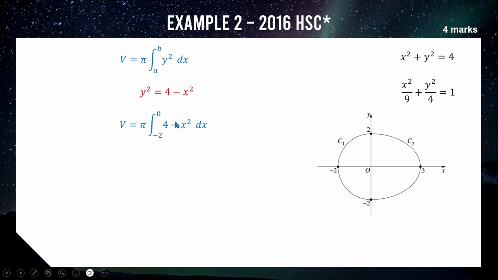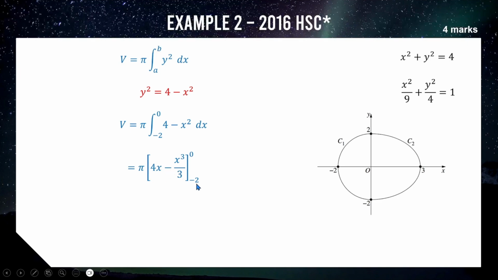Okay, now integrating with our power rule, 4 turns into 4x, and we get x to the 3 over 3. Our limits are 0 and minus 2 with a pi out the front. Now, when we chuck the 0 in, everything will just be equal to 0. So we're just going to really worry about the minus 2.